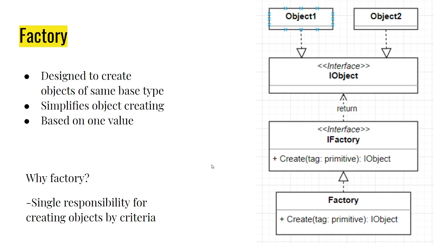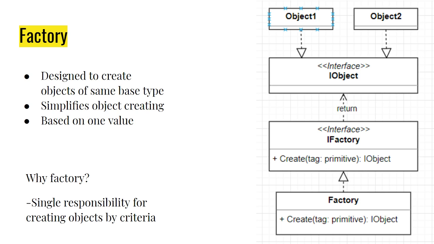Factory is another design pattern which solves a very simple problem. How do we create complex objects? Factory creates objects of the same type, unless it's a generic factory. So there should be some base, either a parent class or an interface. And based on some criteria, usually a single value, you can determine what kind of object you want.